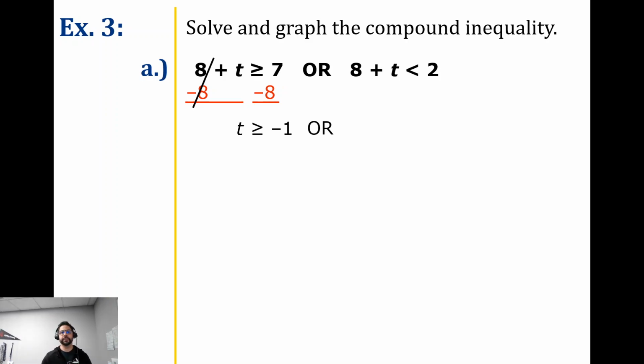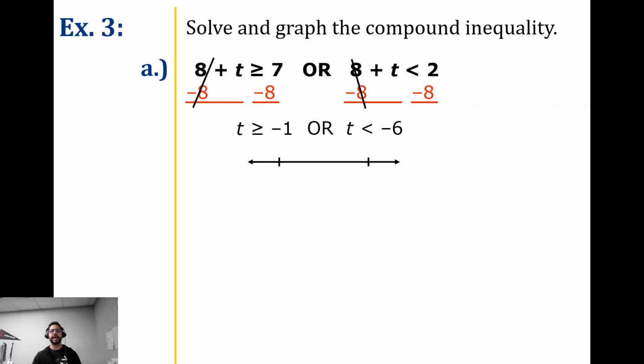And then same thing over here, subtract 8 from both sides. So t is less than negative 6. So no division or multiplication required there. So we're going to go ahead and jump right to our inequality graphing. Now, remember, we want the smaller number on the left. So you've got a negative 1 and a negative 6. Our smaller number is negative 6. Our larger number is negative 1.